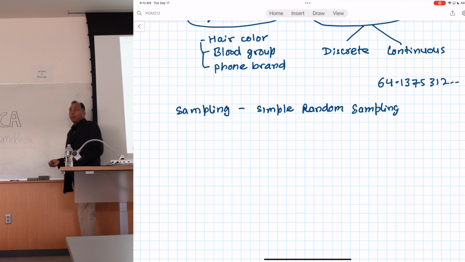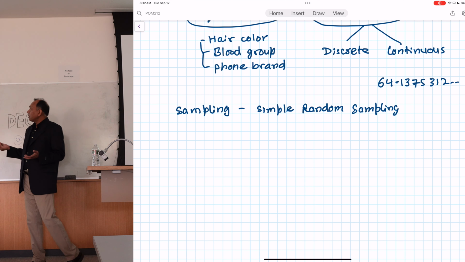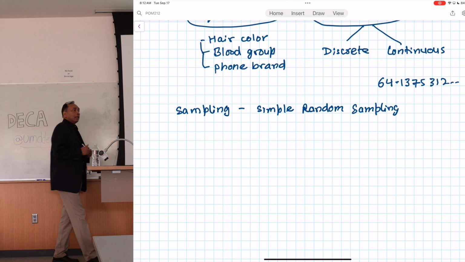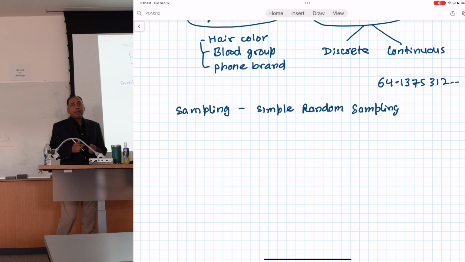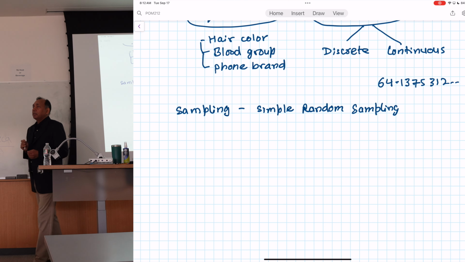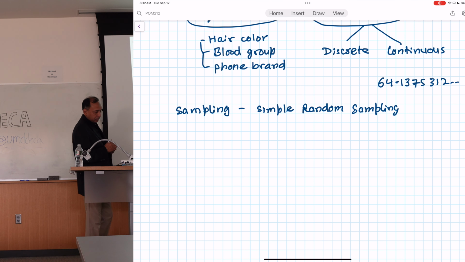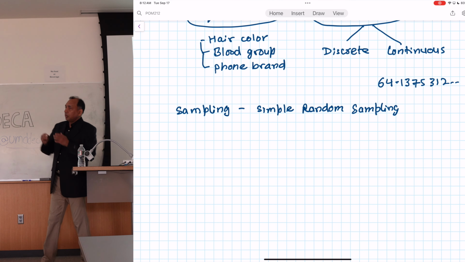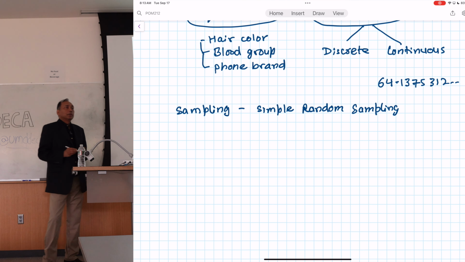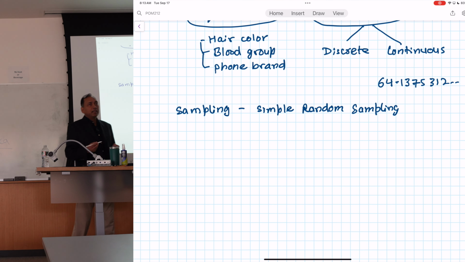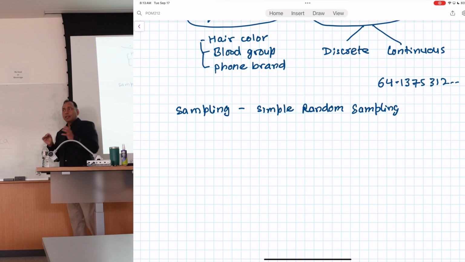Now simple random sampling is a random sampling, obviously. And the idea is that every item that can come into the sample has equal chance of getting selected. Each and every item from the population has equal chance of getting selected. So those situations we call simple random sampling.